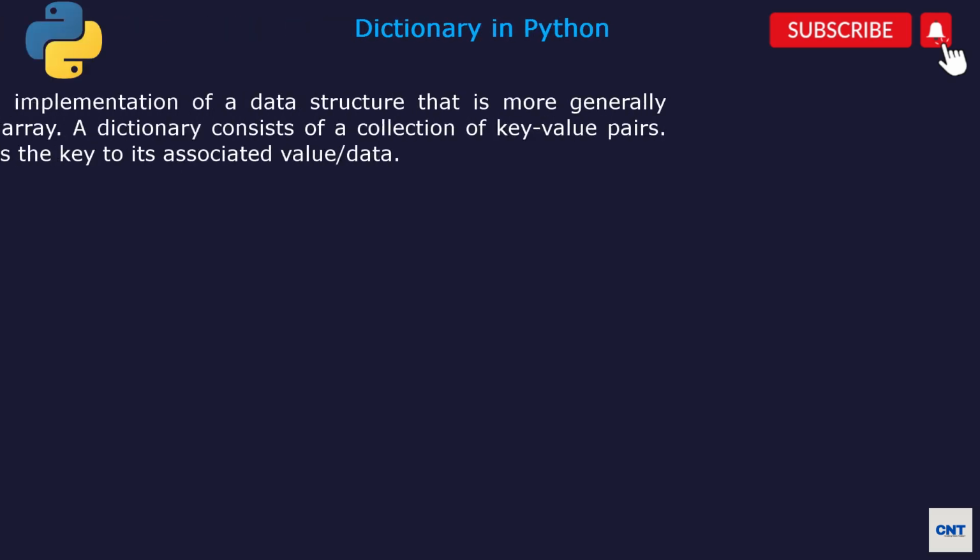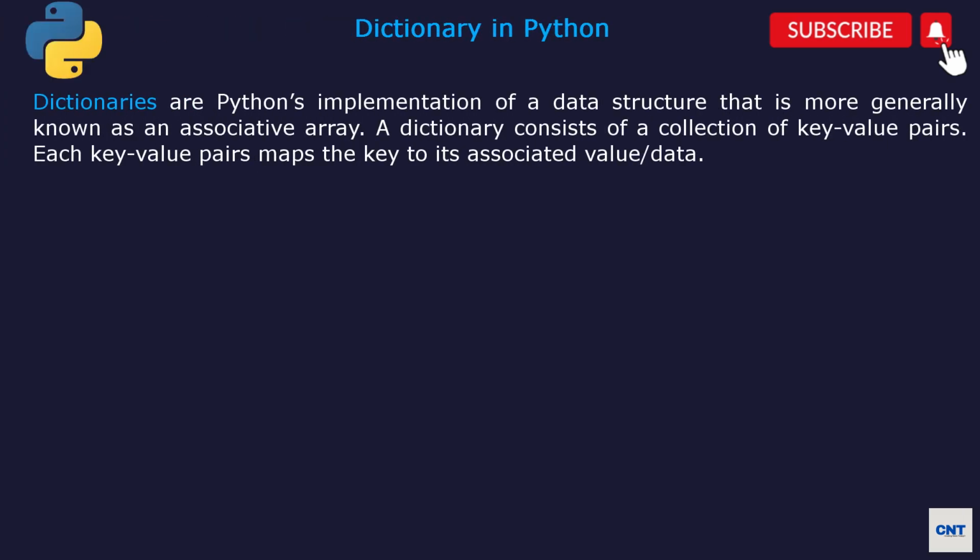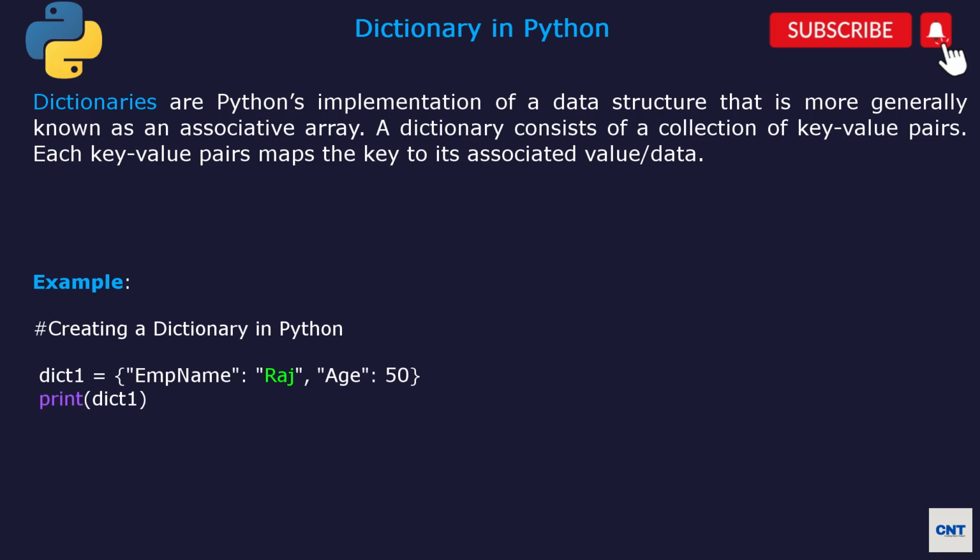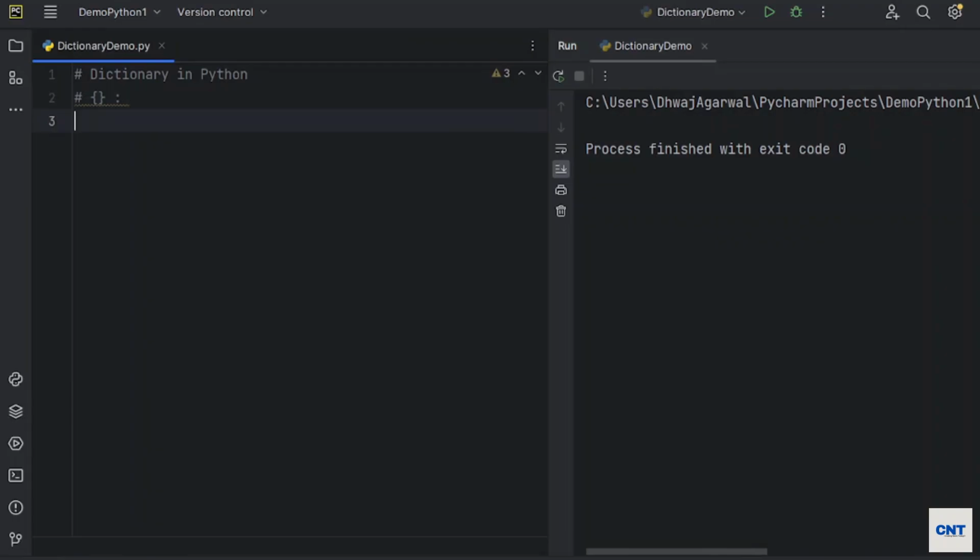Guys, in this video, we will be learning dictionary in Python. Dictionaries are Python's implementation of a data structure that is more generally known as an associative array. A dictionary consists of a collection of key value pairs. Each key value pair maps the key to its associated data. So let's see how to create a dictionary.